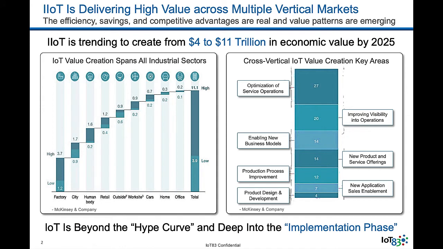To start, we see that IoT is delivering high value across vertical markets. IoT is trending to create from $4 to $11 trillion in economic value by 2025. So clearly, IoT is well beyond the hype curve and deep into the implementation phase across multiple industries and multiple product applications.